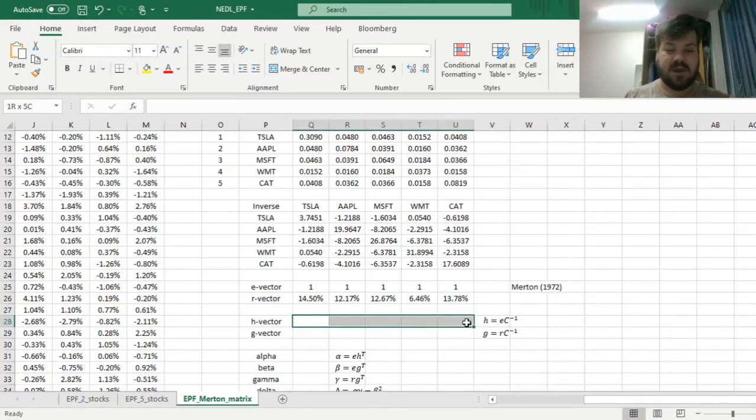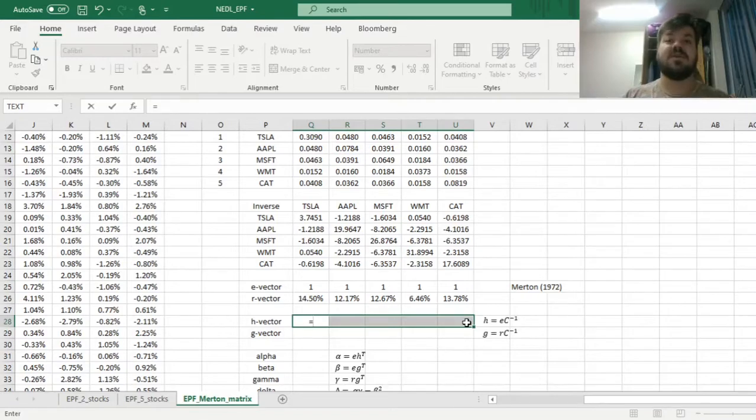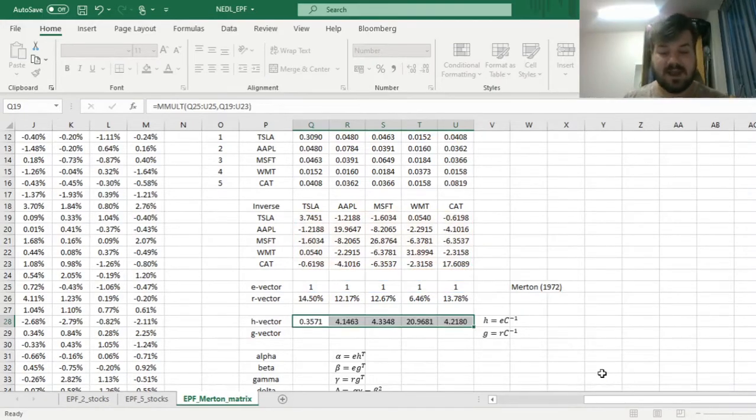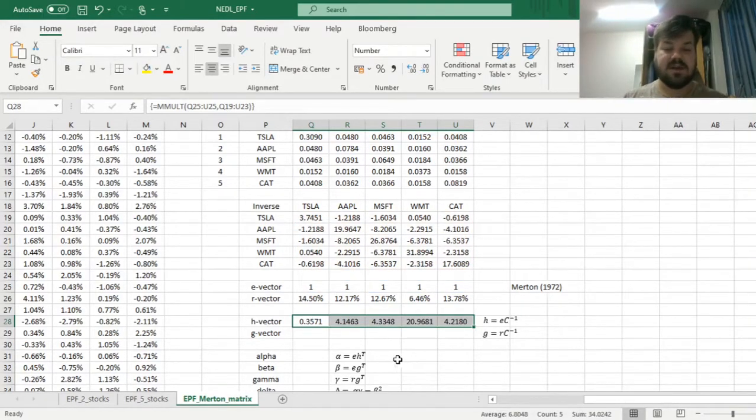So here we can just apply the matrix multiplication formula, multiplying the row vector E, the row vector of ones, onto the inverse covariance matrix over here. And we can close the parentheses and enforce this formula using Shift Control Enter, and this will return the H vector that is crucial for risk minimization. How? We'll talk about it a little bit later.